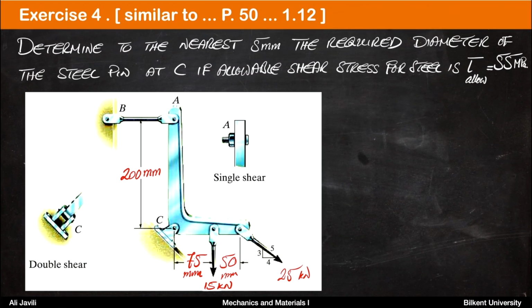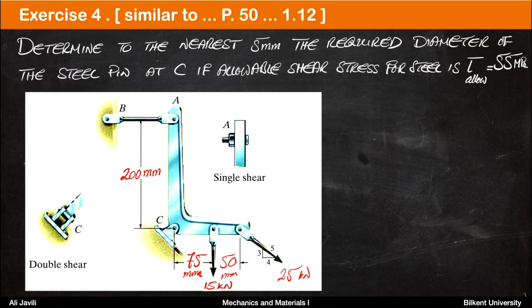The fourth exercise of today's lecture is similar to problem 112 on page 50 of the book. You are asked to determine, to the nearest 5 millimeter, the required diameter of the steel pin at C if the allowable shear stress for steel is 55 megapascal. So basically, the pin at C is made of steel. It's a double shear pin, and the allowable shear stress for that is 55 megapascal.